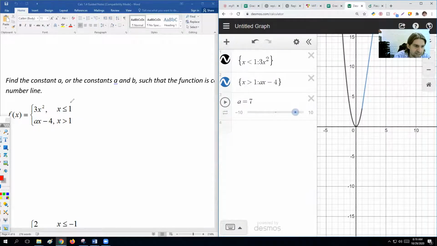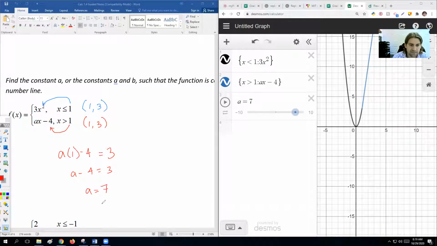Remember, if I take 1 and plug it into this equation, I'm going to get the point 1 comma, 1 squared times 3, 3. What we want to do to make this a continuous function is make sure when we plug 1 into this equation, we also get 3. So the way an equation works, if I plug 1 in for x, a times 1 minus 4 needs to equal the point value 3. So that means a minus 4 equals 3, and I can add 4 over to 3, and I'd get a equals 7.